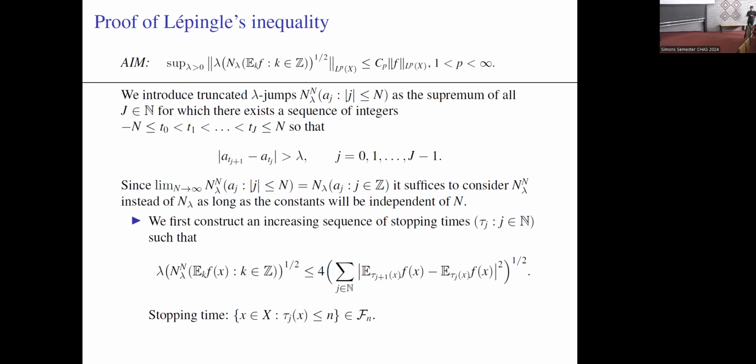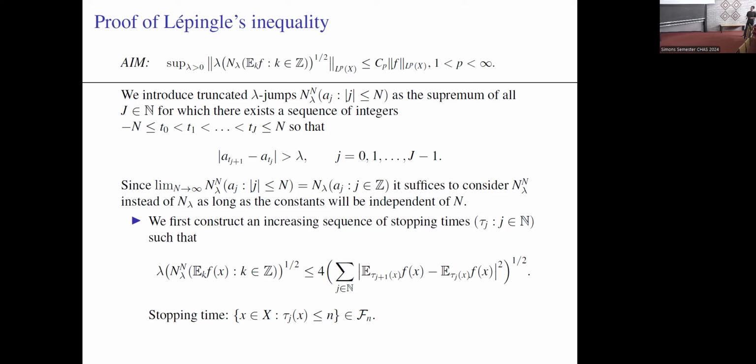The first thing we can do is that instead of looking at the original counting function N_lambda, we can truncate this lambda counting function to the interval from minus N to N. So we are looking for sequences of points between negative N and N, capital N, such that in each interval we have a jump of height at least equal to lambda. If we were able to prove this estimate with this new truncated lambda jump counting function, then by a limiting argument we will be able to prove the original estimate, once our constant does not depend on this capital N.